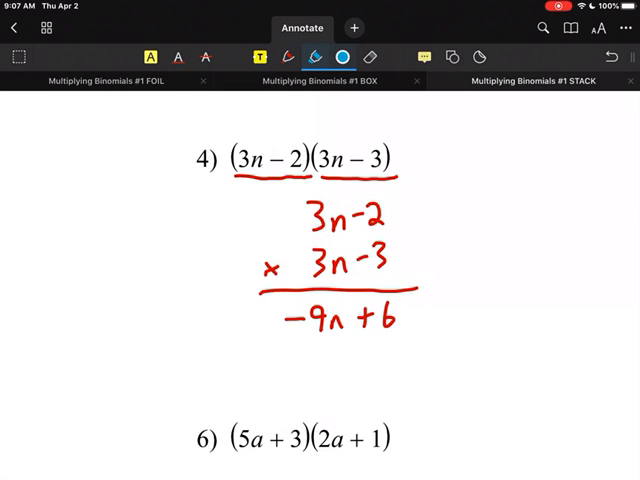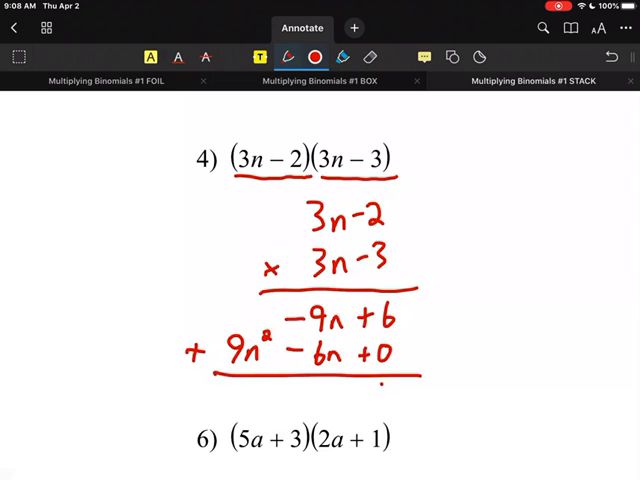So 3n times negative 2, which is negative 6n. Put your plus 0 down as your placeholder. And then 3n times 3n is a 9. And then how many n's are there? There's 2 of them, so it's 9n squared. Then you add straight down.